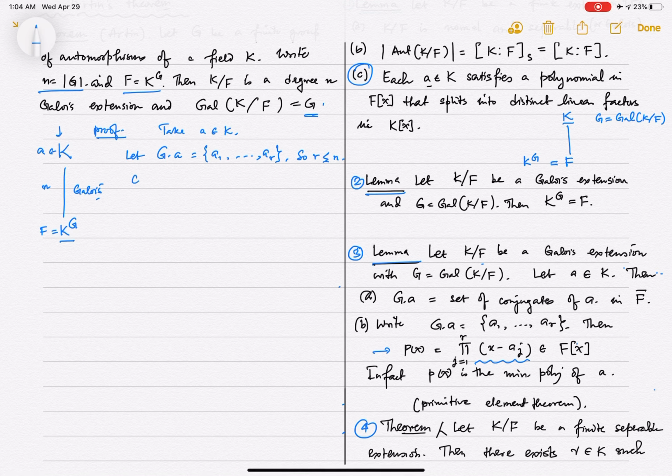And let's look at the polynomial that is there in lemma 3. So if we trust the result, we know that at the end of the day, this should turn out to be the minimal polynomial.